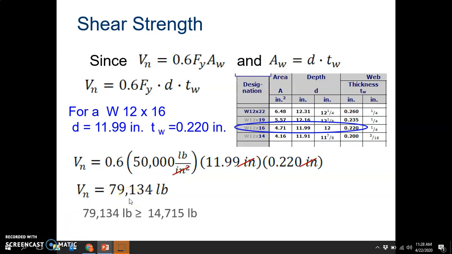We're only applying 14,000 pounds of shear. We're not even close. This is what I mean when I say it's probably not going to fail from shear. We're not even close to what it can handle.